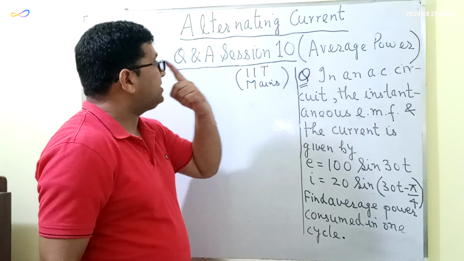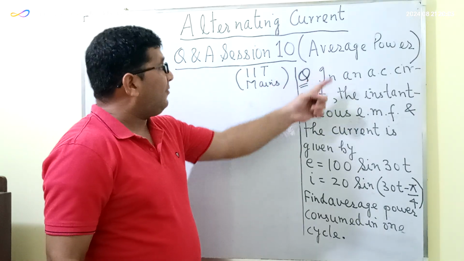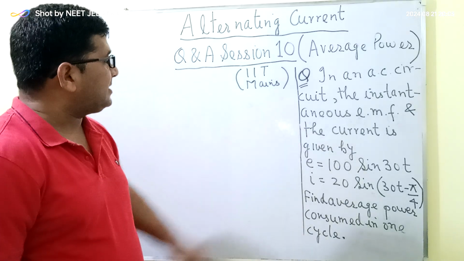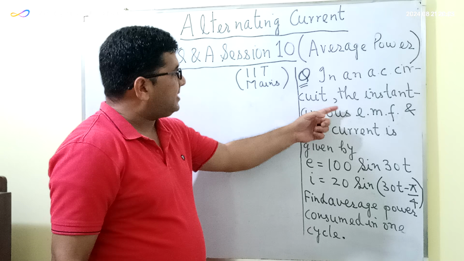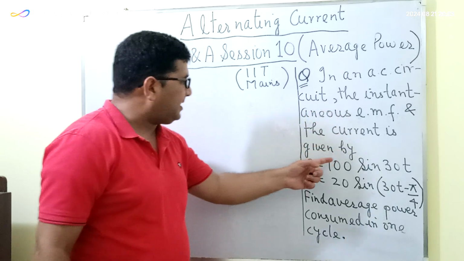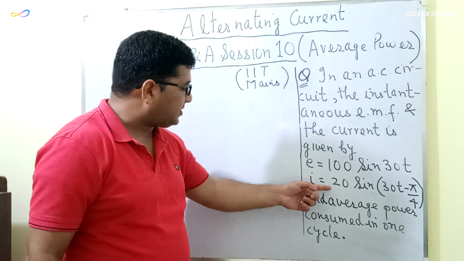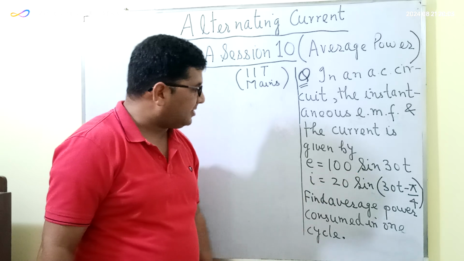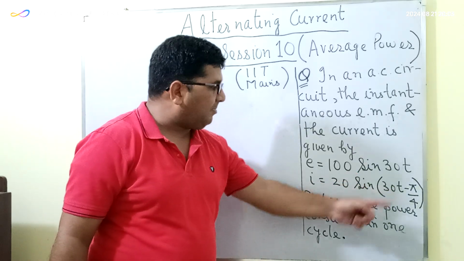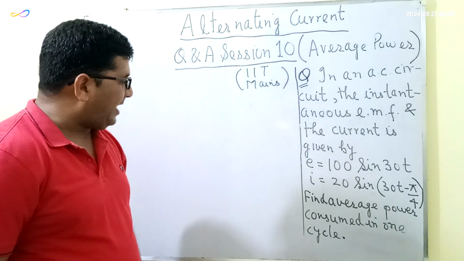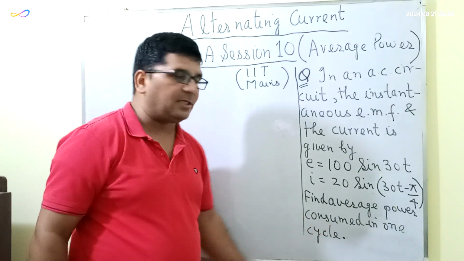The topic for this session is the calculation of the average power in an AC circuit, and the question for this session is: in an AC circuit, the instantaneous EMF and the current are given by these two equations, that is E is equal to 100 sin 30t and I is equal to 20 sin(30t minus pi by 4). So we have to find the average power consumed in one cycle.